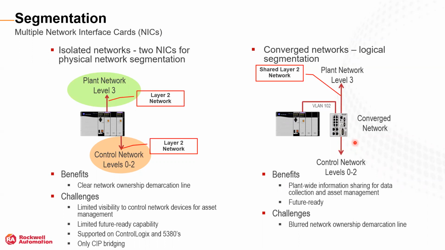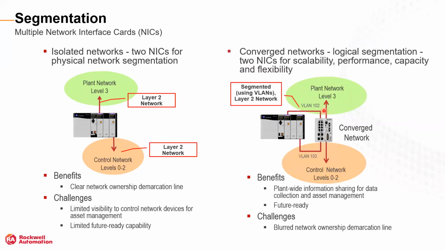Now, what the difference is, we have created a VLAN that you see on the right. But you notice that they say the challenges are blurred network ownership demarcation line. Well, it's because the plant network and the control network are using the same switch. So what we have done is change. We actually have used that same switch on the demarcation line, created two VLANs, one for our IO traffic, which would be VLAN 103. Then our plant-wide network is VLAN 102. That has created our segmentation.